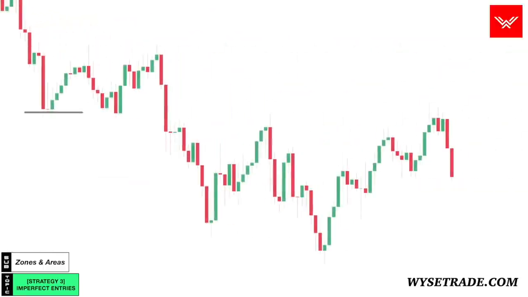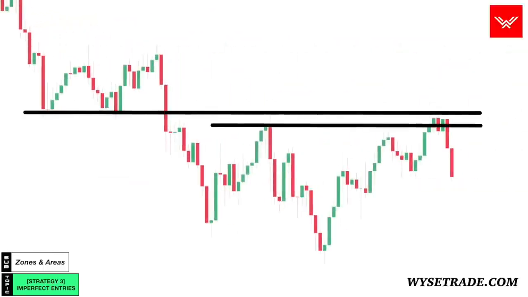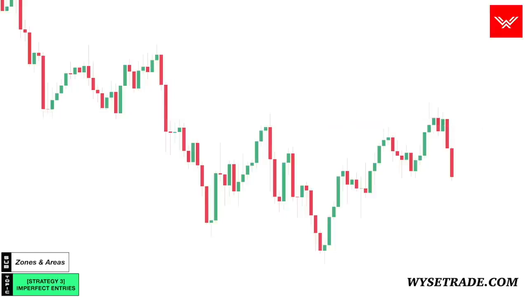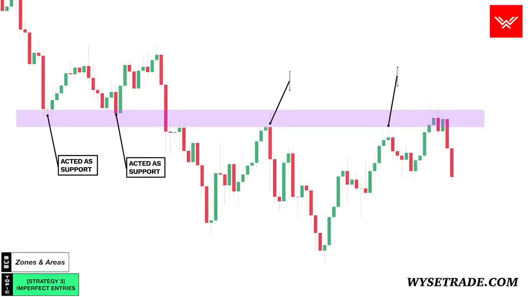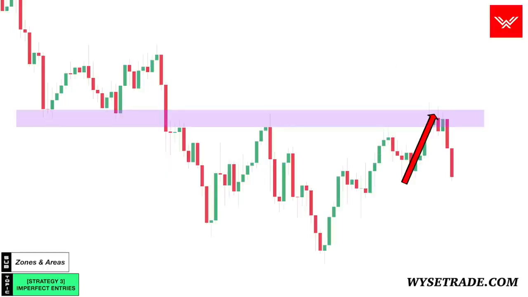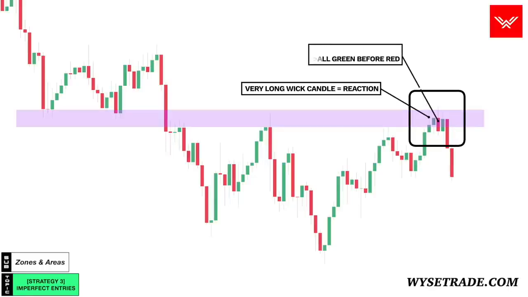to the left, you have your level 1 here and your level 2 here. Again, instead of having two separate levels, we remove them and create a zone. This is a very key area because price reacted to the area as both a support area and a resistance area. So as price entered the key area, here's what you had. A very long wick candle, and then a candle color change.